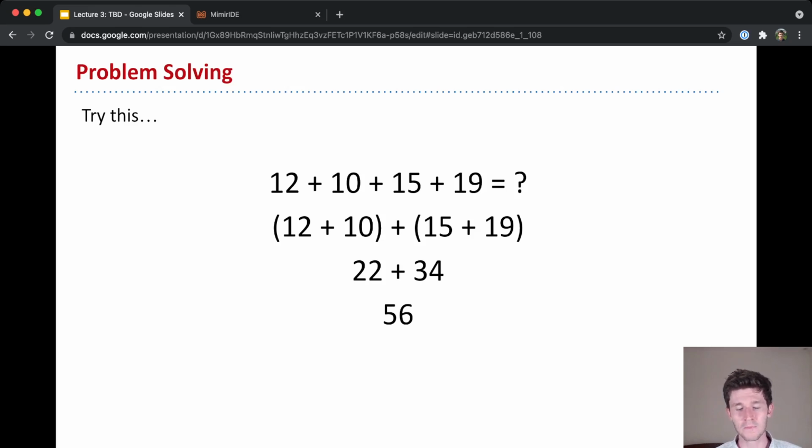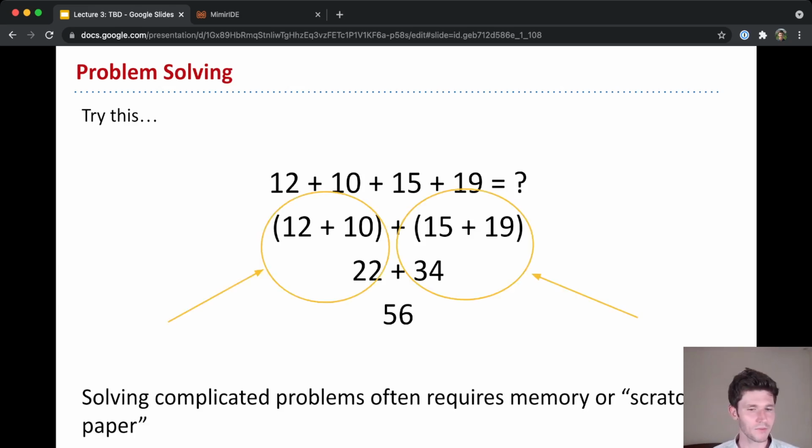But either way, even for a not all that complicated problem in the grand scheme of things, you still need some sort of intermediate memory or scratch paper to be able to solve a problem, to break it down into smaller pieces to make it more tractable. So here, the intermediate pieces were this 12 plus 10, which is 22. And I had to store that away in my memory while I go solve 15 plus 19, to then be able to come back and add 22 and 34 to get 56.